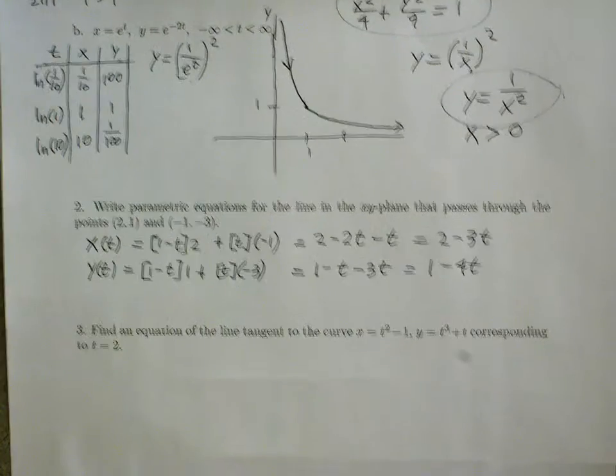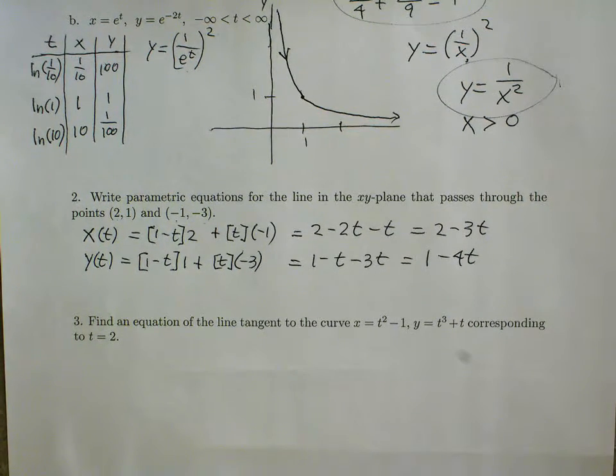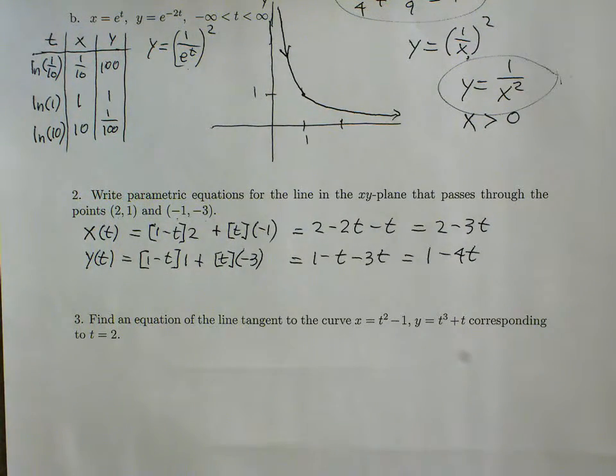Okay, and number 3, find an equation of the line tangent to the curve x equals t to the second minus 1 and y equals t to the third plus t, corresponding to t equals 2.